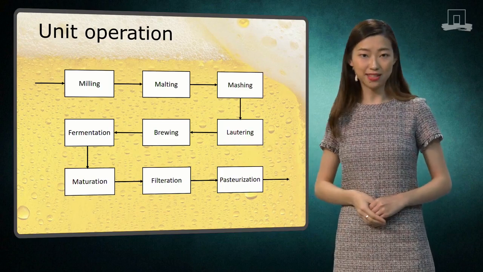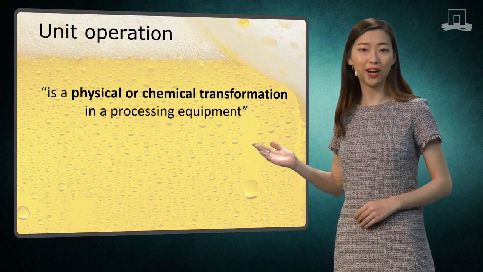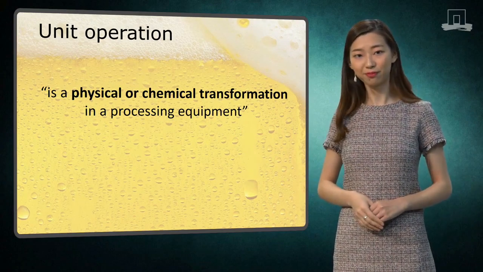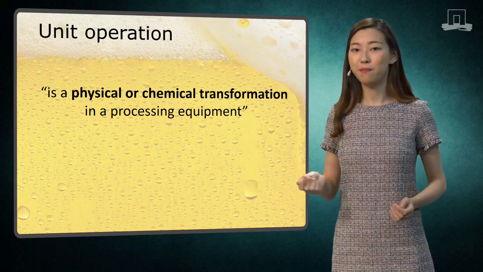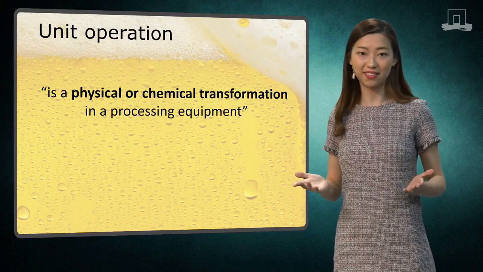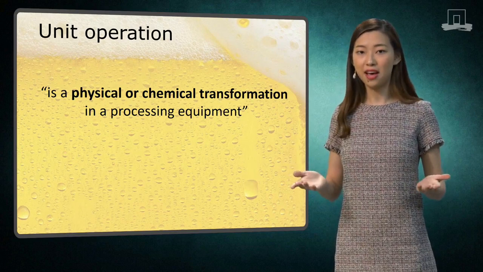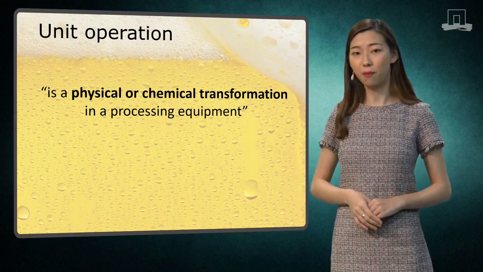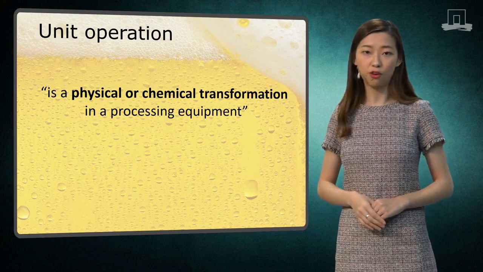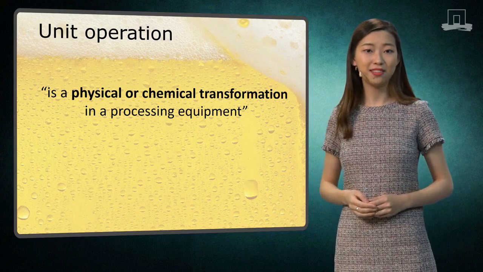Let's come back to the concept. A unit operation is the physical or chemical transformation carried out in a processing equipment. For example, the fermenter is a processing equipment, and the fermentation contains both physical and chemical transformation, so a fermentation is a unit operation. When we apply the law of mass conservation to a unit operation, we end up with mass balance.